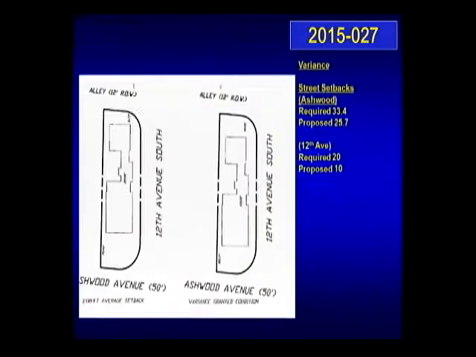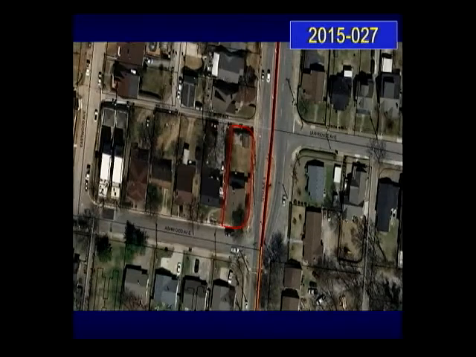There's also a variance requested for the street setback on Ashwood. Next slide will show the proposed setbacks. The required setback out on Ashwood is 33.4 feet, based on the average of the four nearest homes. It does take into account this home here, which pushes the average back as compared to these other four.